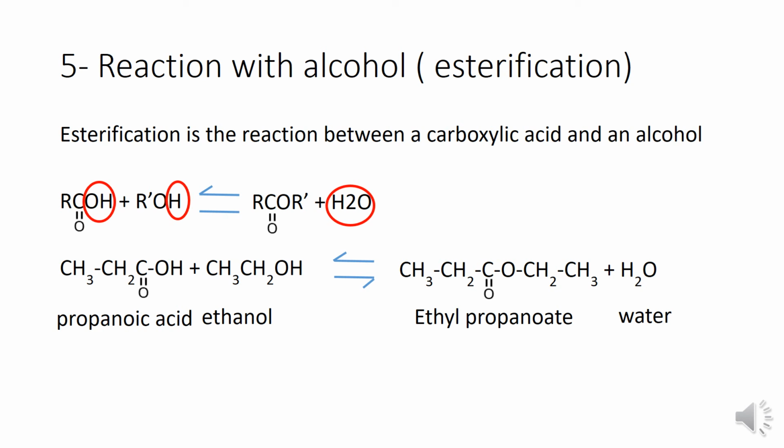So an example of this one: propanoic acid plus ethanol, you have a reversible reaction. You will get the ester, which is ethyl propanoate, plus water.